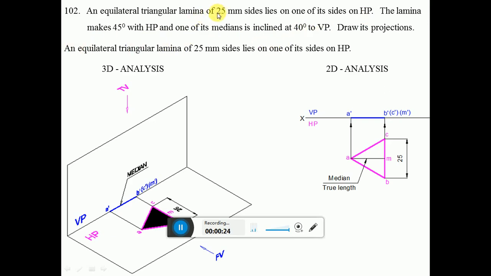So he says an equilateral triangular lamina of 25 mm sides lies on one of its sides on HP. So obviously we have to start from HP. You look from the HP, so that means you have to start from HP. So obviously you have to start from the top view.